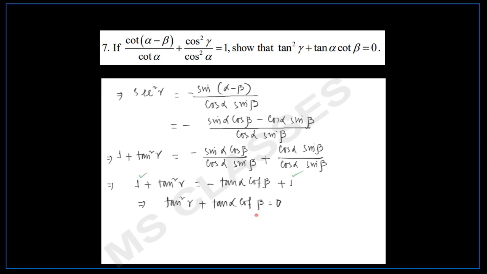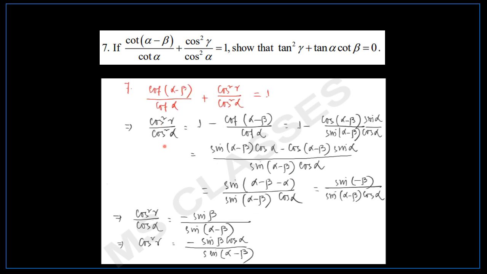And we are done. Here what we have, cos square gamma by cos square alpha. This is, I have taken on the right hand side, and then split up in sine and cos. Why? Because here also you have in terms of sine and cos. LCM, I think all of you want to know how to take. Then it is sine A cos B minus cos A sine B, sine A minus B formula. Sine of minus beta, that is minus sine beta.